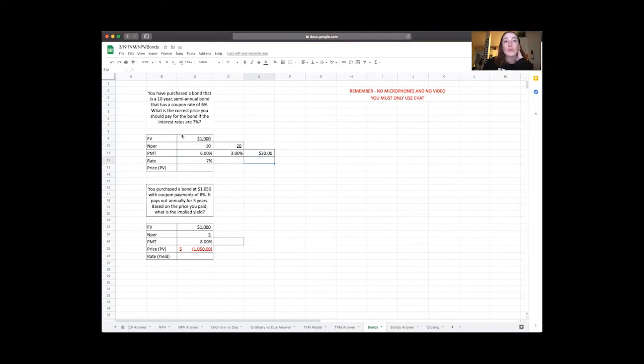Find rate. So rate is just like time value of money problems. You have to take your interest rate and adjust it for your time periods. So that's going to be your 7%, and you divide that by 2. So now you have a rate that is adjusted for your semi-annual period.